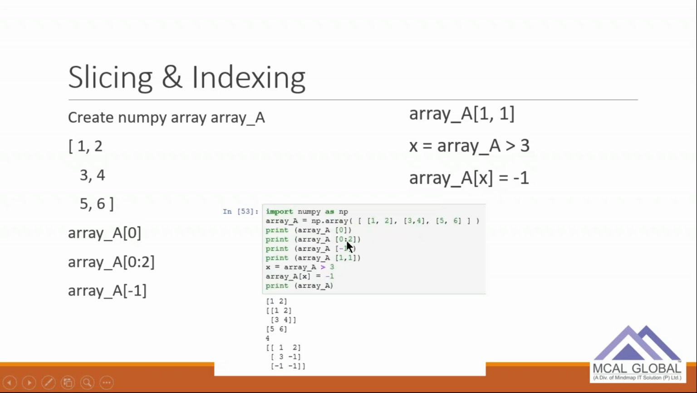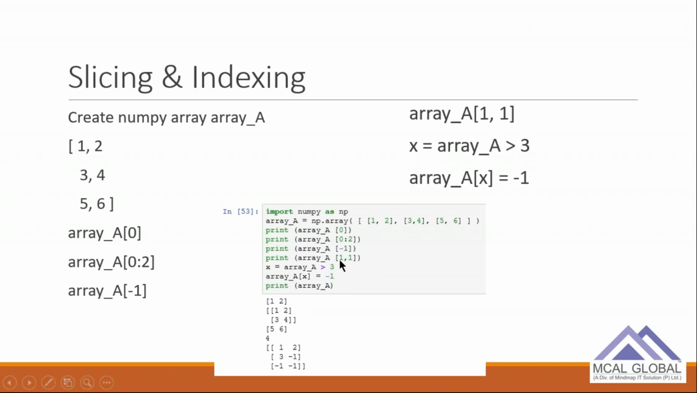So for example, you have this. This is a two-dimensional array. If you access the first element here, then you'll get 1 2. If you access 0 to 2, then you'll get 1 2 and then 3 4. And then if you want to access the first element from the last, so it means the last element, you will get 5 6.